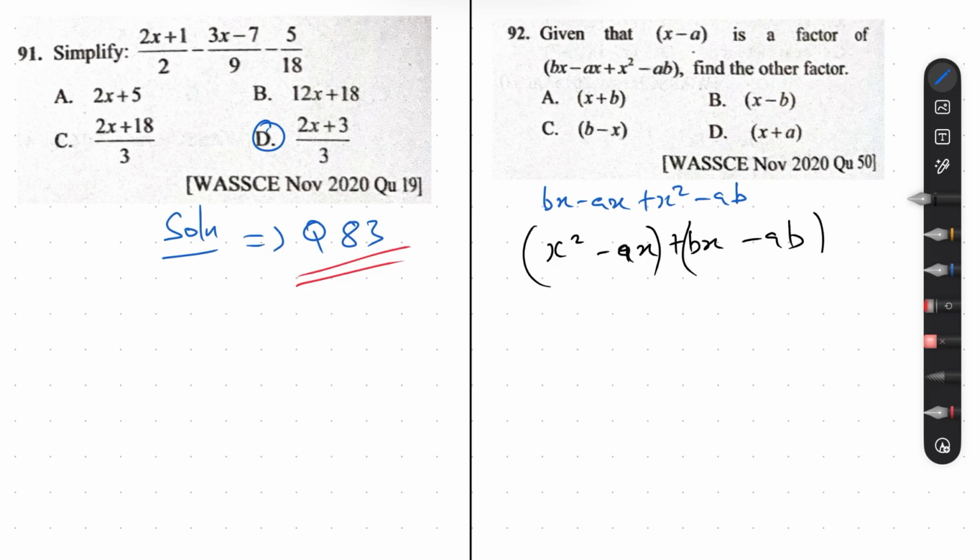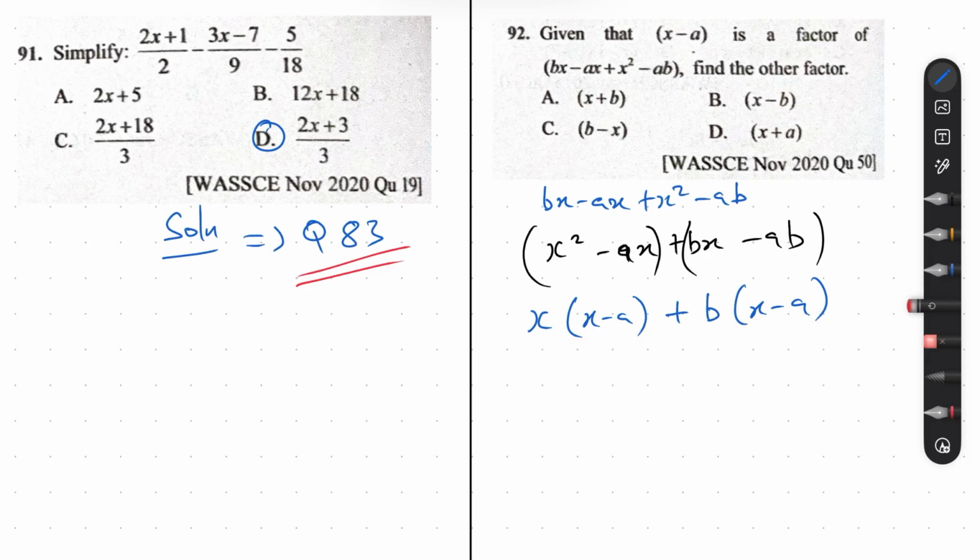Okay, if we group them like this, then we can now factorize easily. Here we can factor x out, then we're left with x minus a. Plus, here we can factor b out, then we're left with x minus a. Now when we look here, what is common? X minus a is common, so we can factor that out.